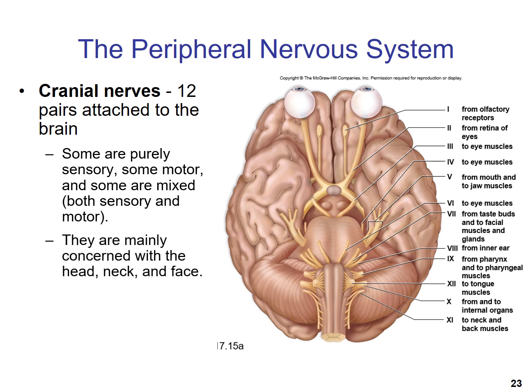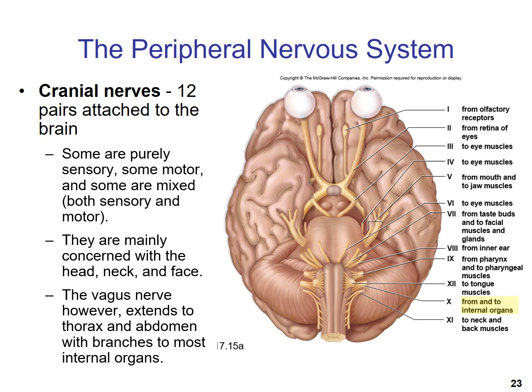So the cranial nerves are mainly concerned with the head, neck, and face, just about every single one of them, except for the vagus nerve, which is right here. You'll see the color highlighting. That's cranial nerve number 10, which goes to and from internal organs. Basically, the vagus nerve helps to regulate a lot of things like heart rate, blood pressure, sweating, digestion, and even speaking. So basically, when you're digesting food, what happens in Vegas stays in Vegas.